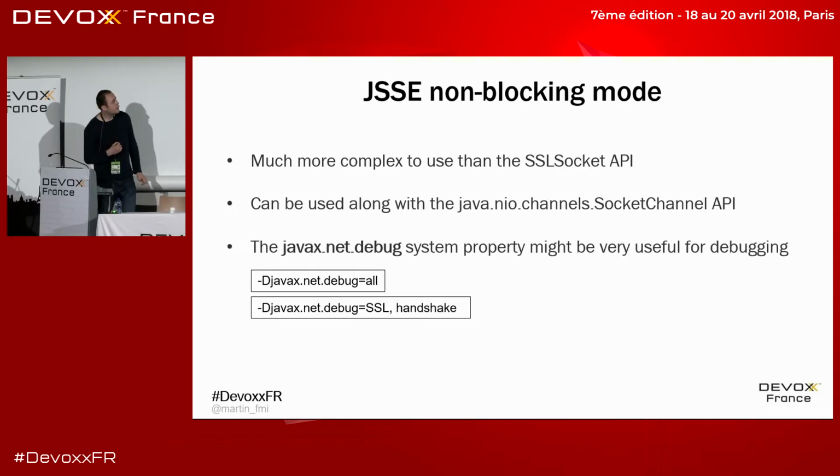And there is one very useful property you can use. It's called javax.net.debug. By specifying this property, you can inspect what are the raw SSL messages that are exchanged between the client and the server. And this property is customizable.